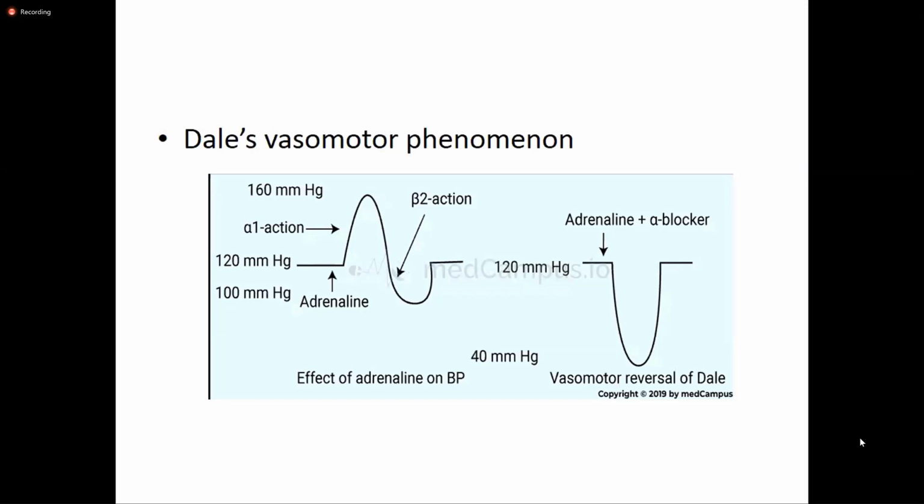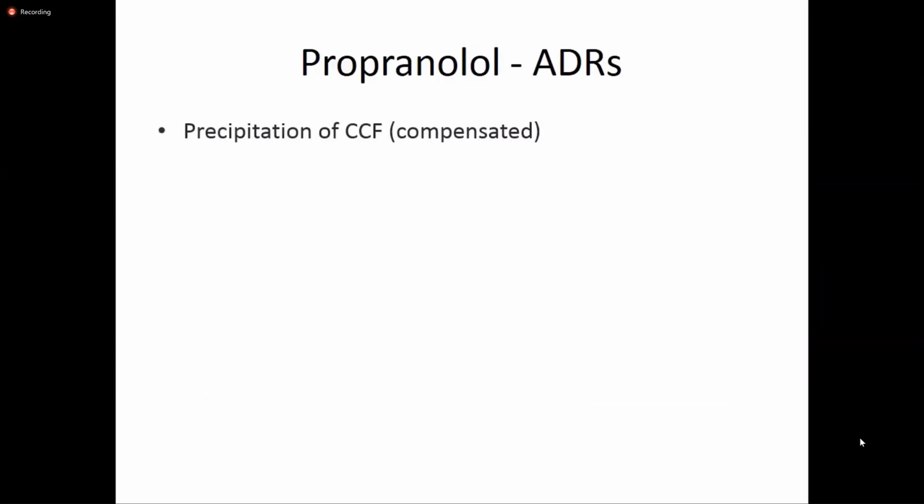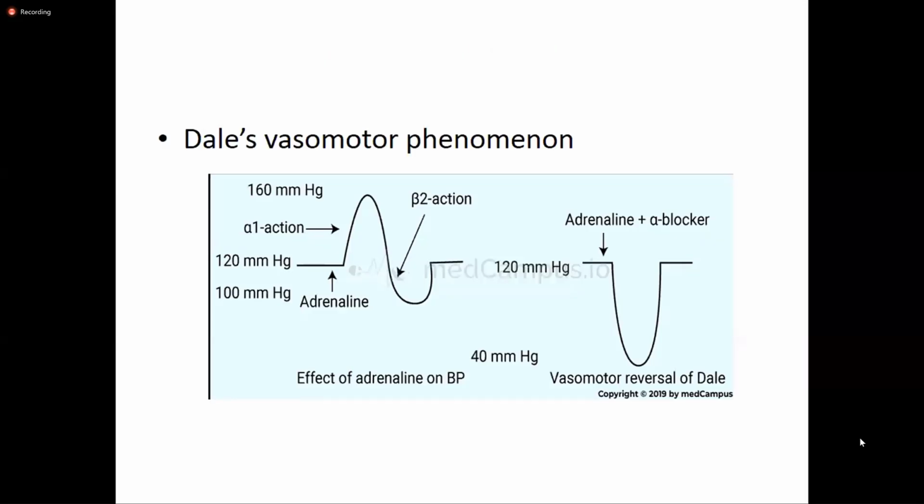Okay, so there is one phenomenon known as Dale's vasomotor phenomenon. Tomorrow we'll be discussing the uses and adverse reactions of these beta blockers. For now, there is one phenomenon known as Dale's vasomotor phenomenon, which was discovered by Sir Henry Dale. When adrenaline is given, adrenaline, which is the neurotransmitter and also a drug, stimulates both alpha and beta receptors.